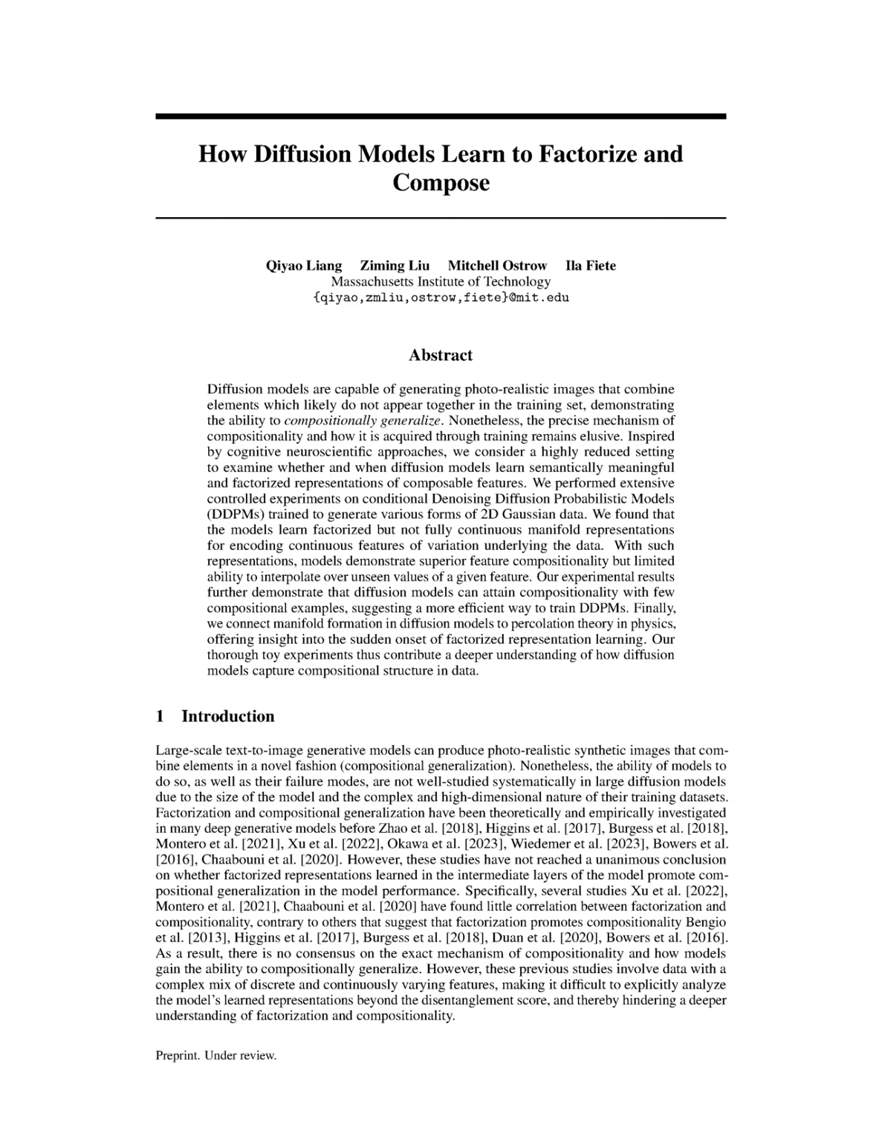Overall, our findings suggest that while the models can compositionally generalize when exposed to the full extent of independent latent features, they do not learn a fully continuous representation across those features.